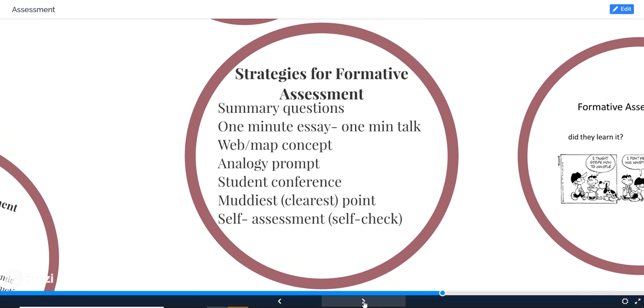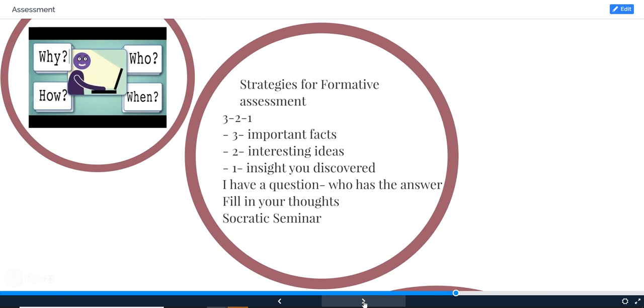Strategies for formative assessment: summary questions, 1-minute essay, 1-minute talk, analogy prompt, student conference, muddiest or clearest point, self-assessment or self-check. This can be in a form of a multiple choice quiz. It can be in a form of a 3-to-1. It can be in a form of an essay or short paragraph. So strategy is formative 3-to-1.